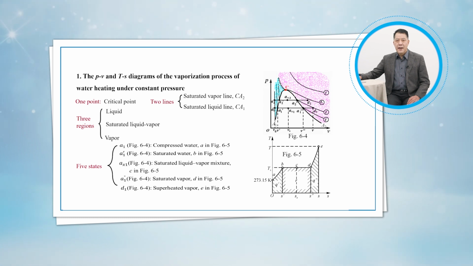Water can be at one of the 5 states on each diagram, that is, the state A, at which the water is the compressed water, the state B, at which the water is the saturated water, the state C, at which the water is the saturated liquid vapor mixture, the state D, at which the water is the saturated vapor, and the state E, at which the water is the superheated vapor.